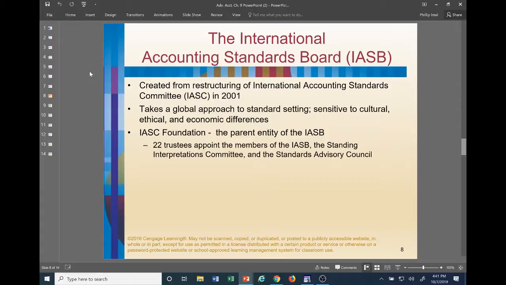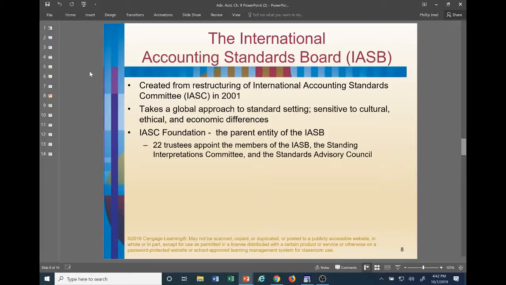Now, rather than each nation establishing its own accounting standards, the IASC recognized the importance of taking a global approach toward standard setting in order to best serve the global economy. Now, the International Accounting Standards Committee Foundation was formed in 2001 as a parent entity of the IASB, and it's based in London.